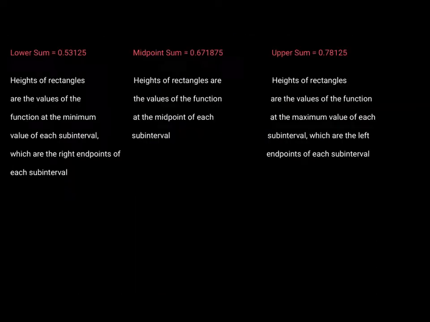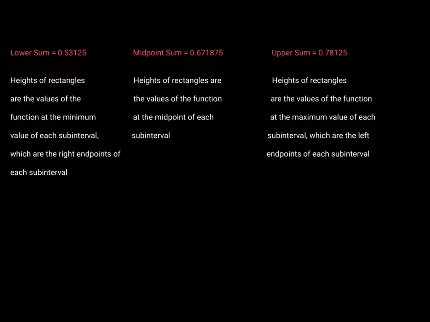So here's a little summary of what we did. The first thing we did is we found this upper sum, and what we did was we drew 4 rectangles, each whose width was 1/4. What's really important is that the heights of the rectangles were the function evaluated at the maximum value of each subinterval, which happened to be the left endpoints of each subinterval.